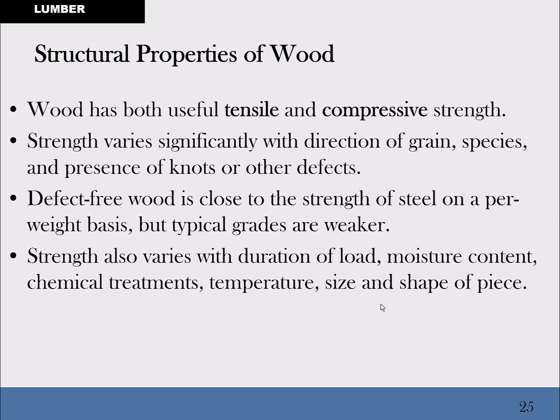So wood has both tensile strength, where it can be pulled and stretched like a cable, and compressive strength, where you can squish it. Concrete only has compressive strength. Steel has compressive and tensile strength, and wood has both compressive and tensile strength. Anyway, the strength varies significantly with the direction of the grain. So along the length of the log, you've got great tensile strength and compressive strength.